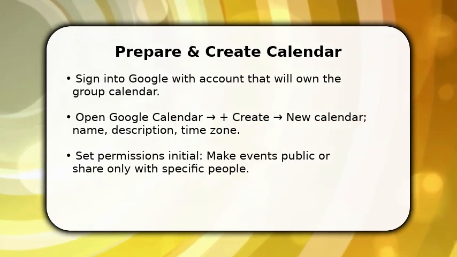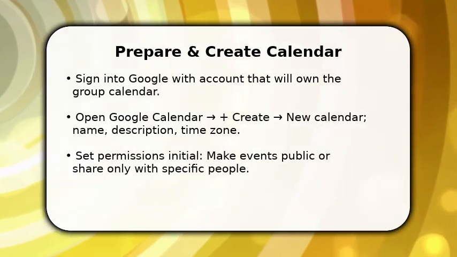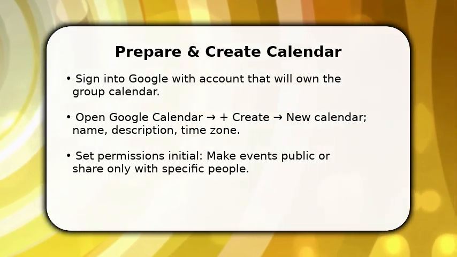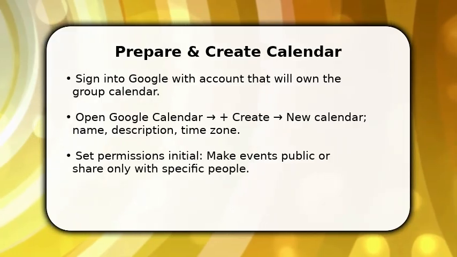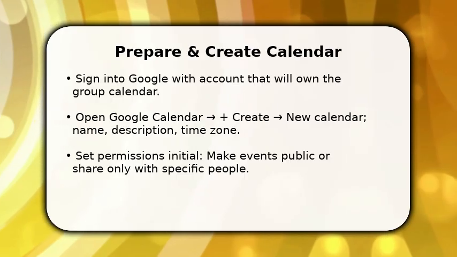You start by signing into the Google account that will manage the group calendar. This gives you owner controls. Once signed in, open Google Calendar and click Create, then New Calendar. Name it, add a clear description, choose the correct time zone so events sync properly, and save.